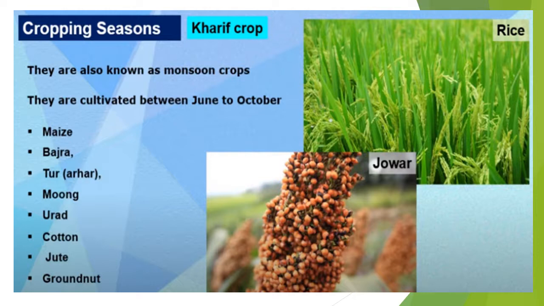The important crops which are grown during this season are, the main crop is paddy or rice, and the next important crop is Jowar. Then come the remaining: maize, bajra, tur or arhar, moong, urad, cotton, jute, groundnut and soya bean. Some of the most important rice growing regions are Assam, West Bengal, coastal regions of Odisha, Andhra Pradesh, Telangana, Tamil Nadu, Kerala, Maharashtra.